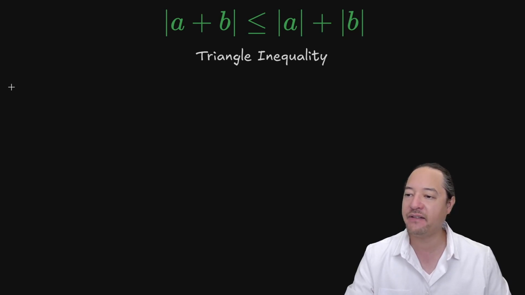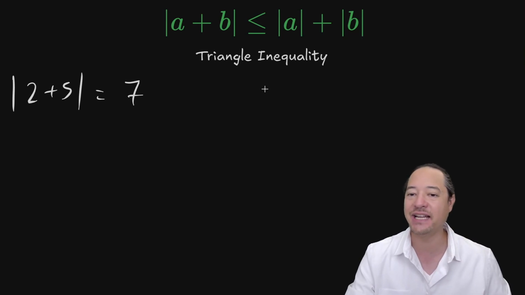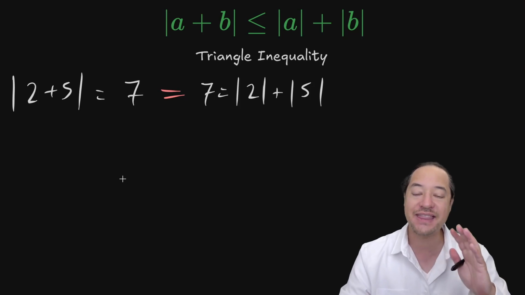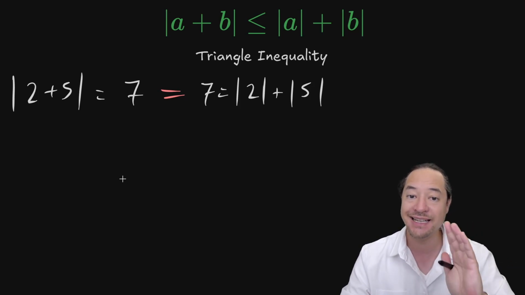What if I have the absolute value of 2 plus 5? Okay, what's this going to be? Well, 2 plus 5 is 7, so the absolute value of 7 is just going to be 7. Okay, that's all right. What if I have now the absolute value of 2 plus the absolute value of 5? Well, again, this is going to be a 2 plus a 5, so I'm just going to get a 7, right? And so what we have here is an equality sign. These are equal, okay? That's what we would intuitively expect.